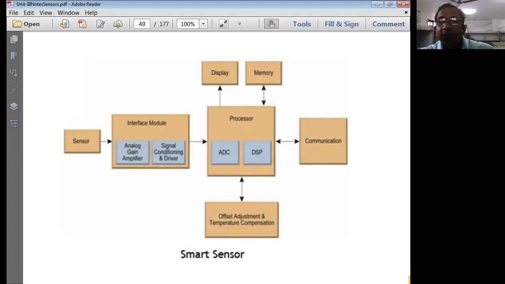If it were only a primary sensor, a pure sensor, I would just draw this diagram. That's it, my job is over. But for a smart sensor, yes, this is the diagram.